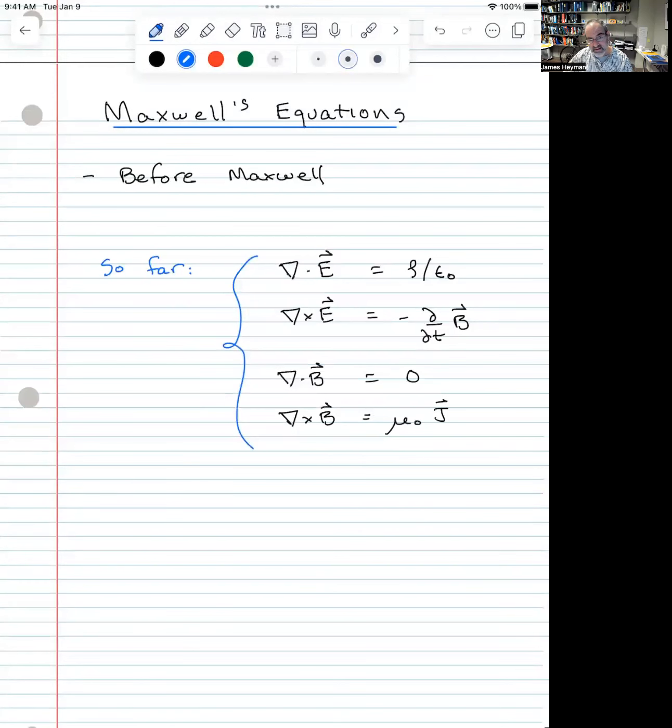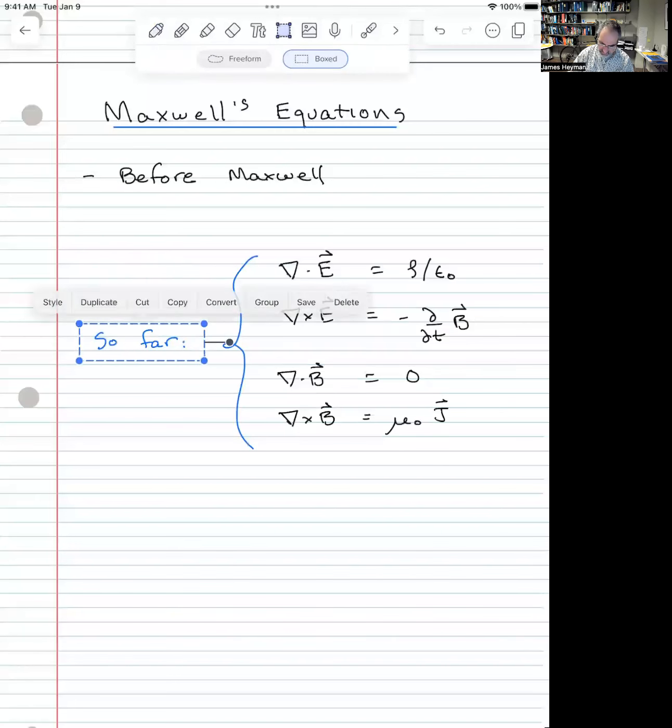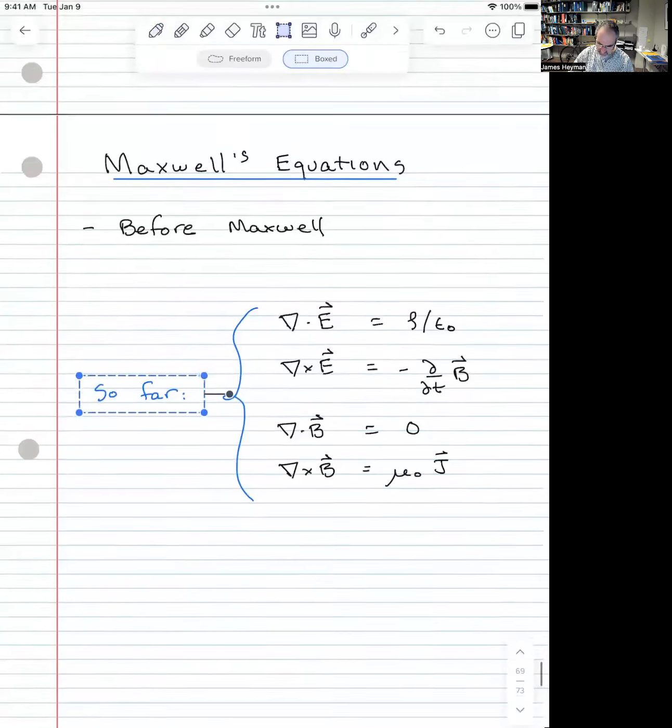So this set of equations is at the heart of electricity and magnetism. And, well, this is what they look like so far.